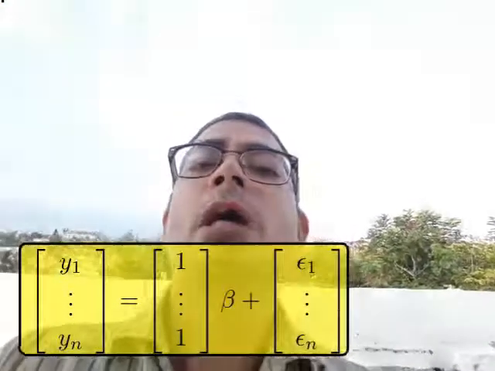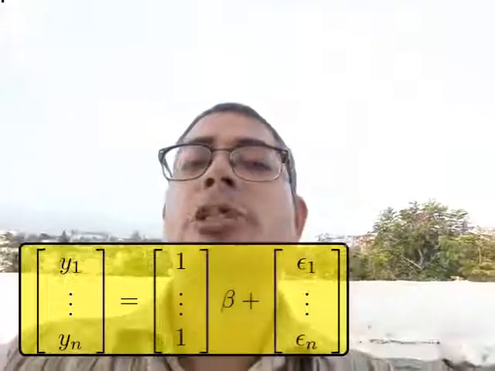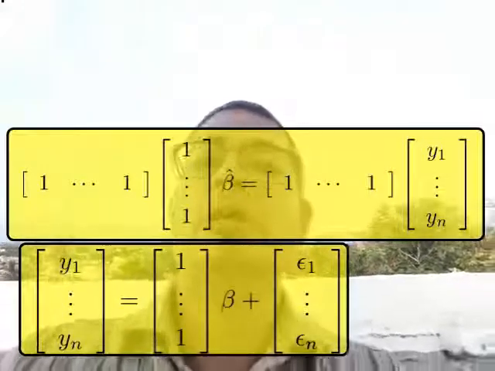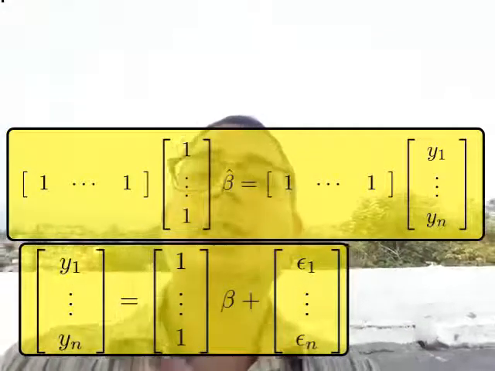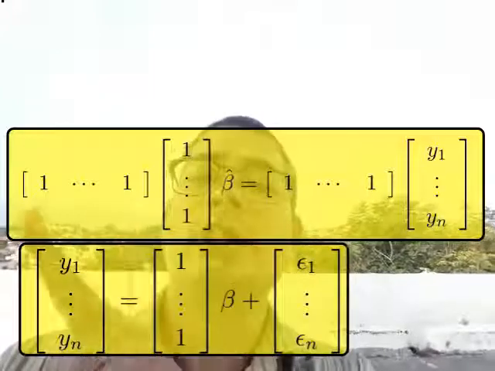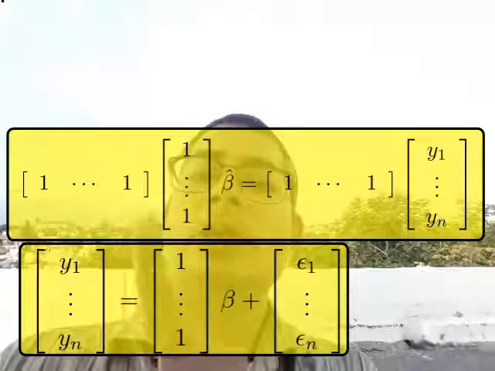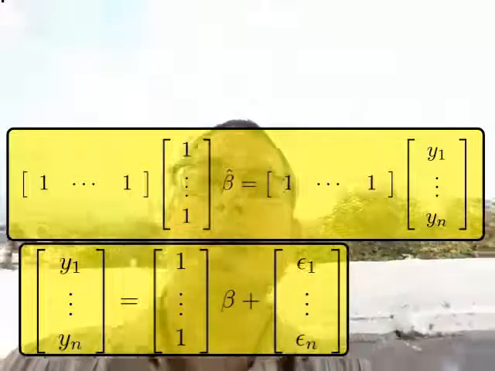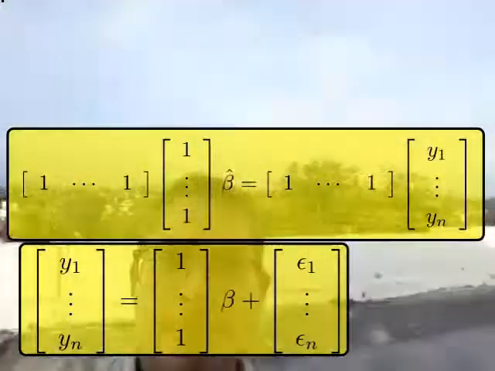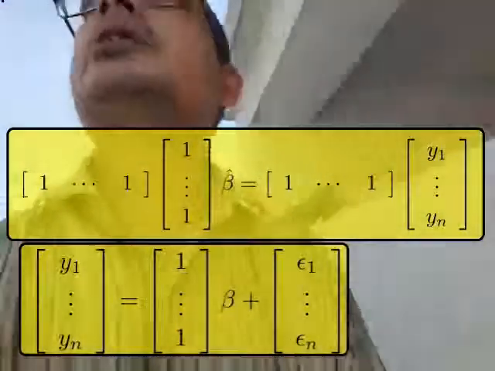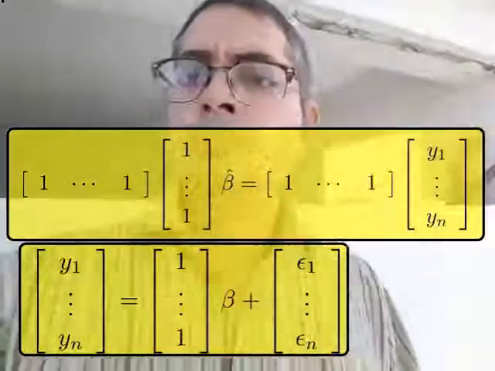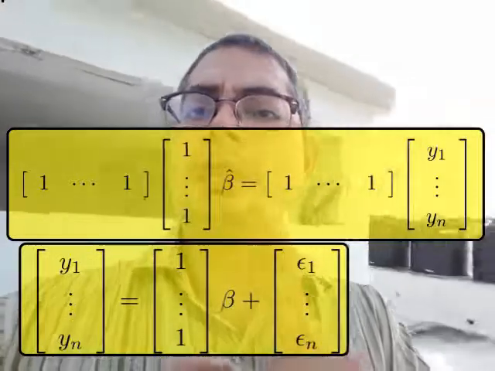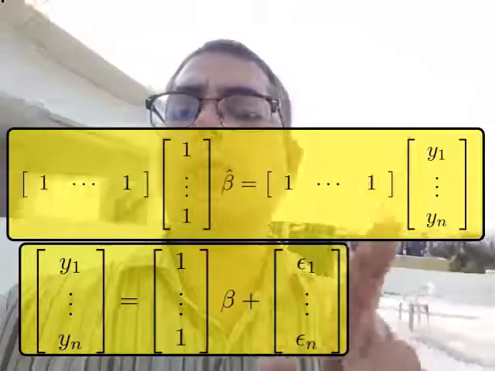It will be X transpose X beta equal to X transpose y, which in our case will turn out to be, X being just this vector of all 1s, X transpose is nothing but all these 1s lying horizontally. Then this is X, so that is X transpose X, followed by this beta. And on the right, X transpose is again all 1s, times y1 to yn.